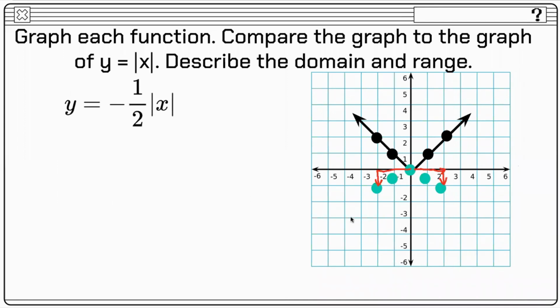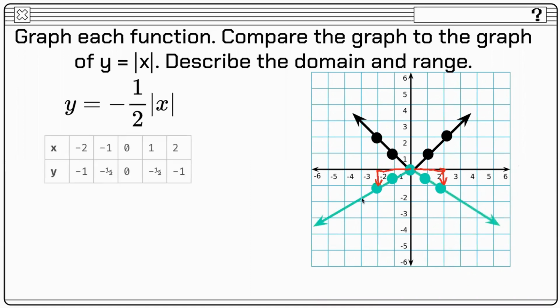And now you can go ahead and connect all the points that you've plotted. And as we see here, our graph is much wider, and it's facing down rather than upward. And that's what we were talking about earlier when we were first looking at the equation.